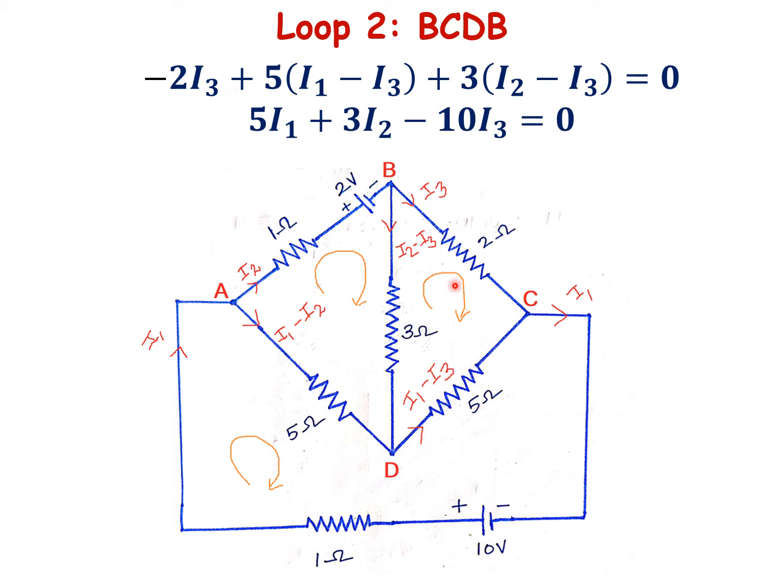Next consider the 5 ohm resistor. Both the currents are opposing in nature. Plus 5 into I1 minus I3. And next consider the 3 ohm resistor. Again both the currents are opposing in nature. Plus 3 into I2 minus I3 equal to 0. Then I have to simplify the equation. I get the answer 5I1 plus 3I2 minus 10I3 equal to 0.